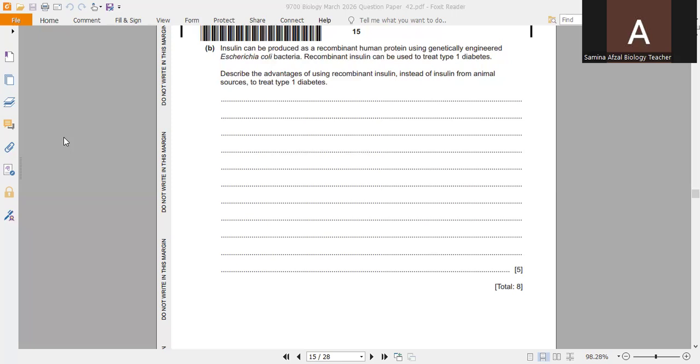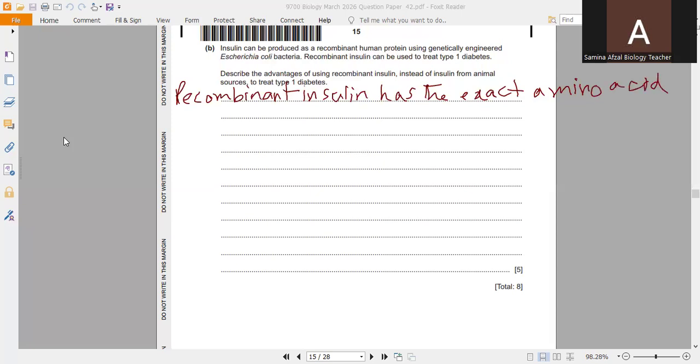First of all, recombinant insulin has the exact amino acid sequence as human insulin.